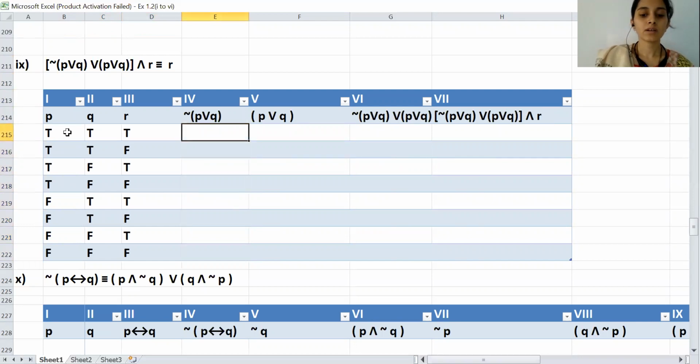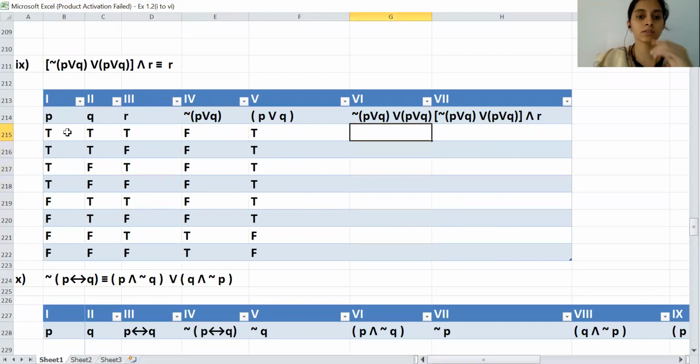Okay, let us start here. Negation of P or Q. So what we can do is first we will do P or Q. So let us do P or Q, 1 or 2. So I'll read through 1 or 2. T or T, true. T or T, true. T or F, true. T or F, true. F or T, true. F or T, true. F or F, false. F or F, false. Now we'll negate the 5th column in the 4th column. So this will be false, false, false, false, false, false, and true, and true. I've negated the 5th column. So here there's only slight change.